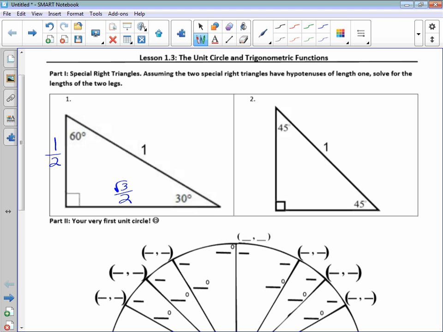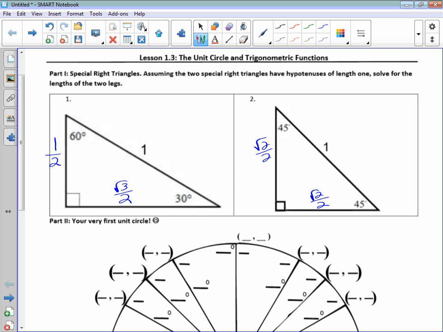45, 45, 90. Hypotenuse is 1. What are both legs? √2/2. Okay. All right. Those are crucial when we figure out our unit circle. So all of those numbers should become very, very familiar.